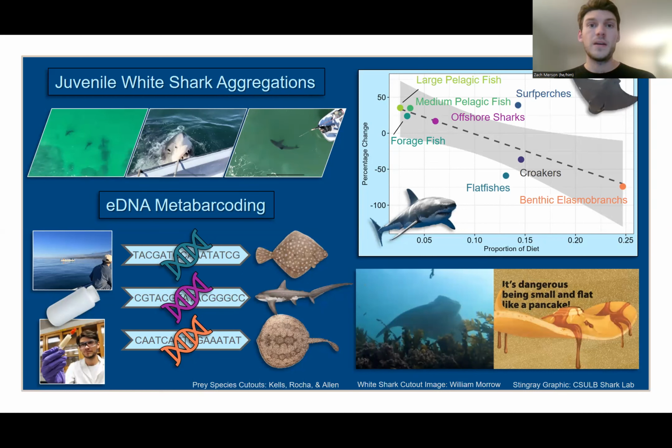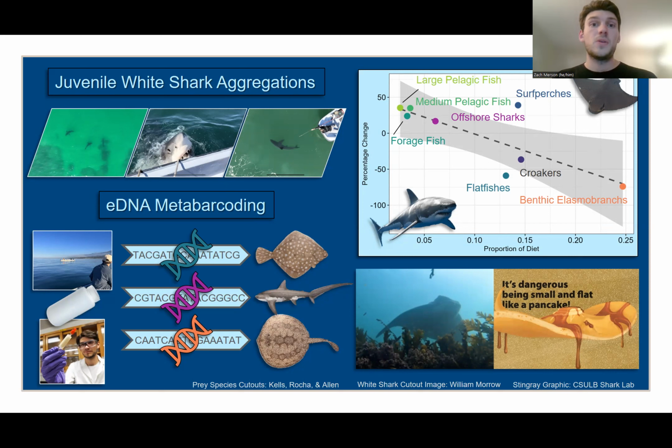What we did was take surface seawater samples from 3 juvenile white shark aggregation sites and 2 non-aggregation sites as controls, and extracted all the DNA out of those water samples. We then sequenced the DNA and matched each sequence to the species that it came from. By doing so, we get a sense of what species are present at a site, as well as a rough abundance estimate of those species. So we get a good sense of what the community structure looks like at all of these sites.